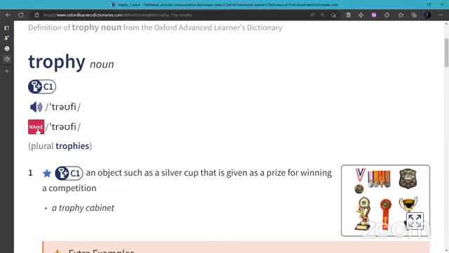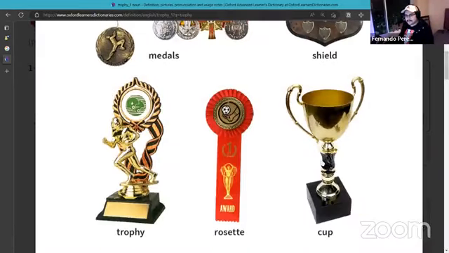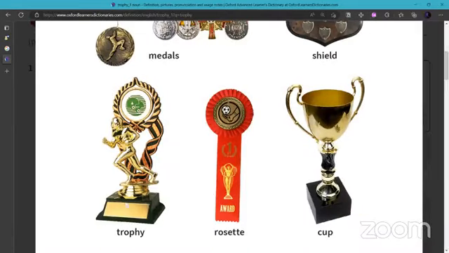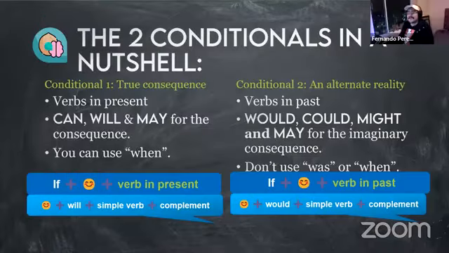Trophy. If I play, trophy. Okay. If I play tennis, I will win a trophy. Very good. That is a true consequence.